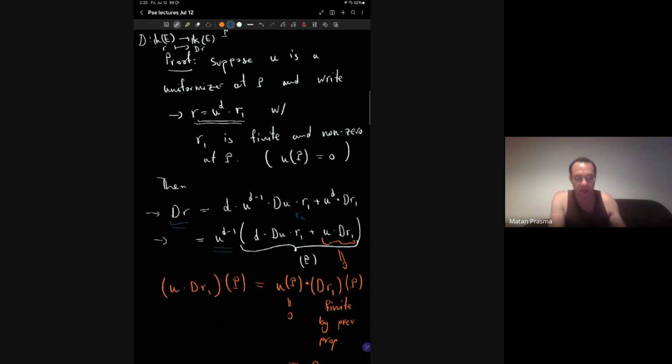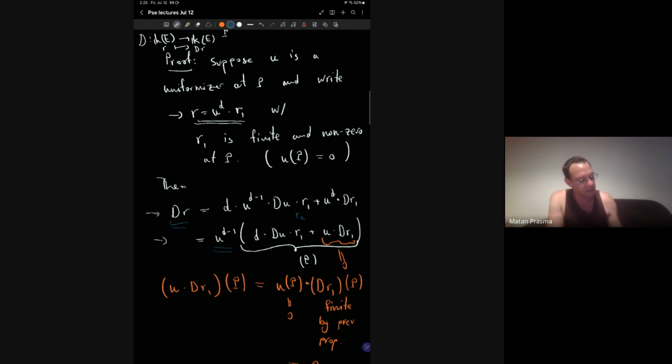This is the orange thing. Why is it zero at p? U at p is zero, right? This is the basic property of a uniformizer. A uniformizer at P is always 0 at P.